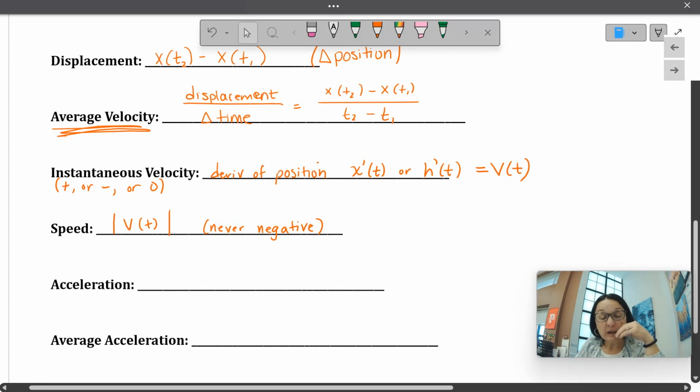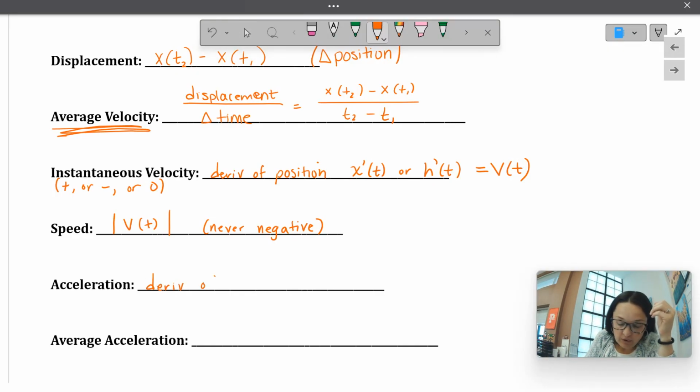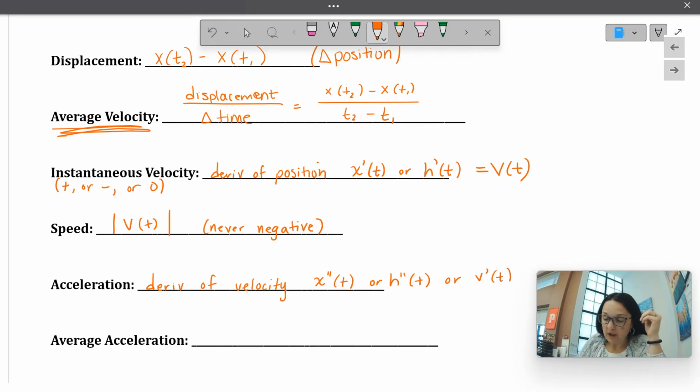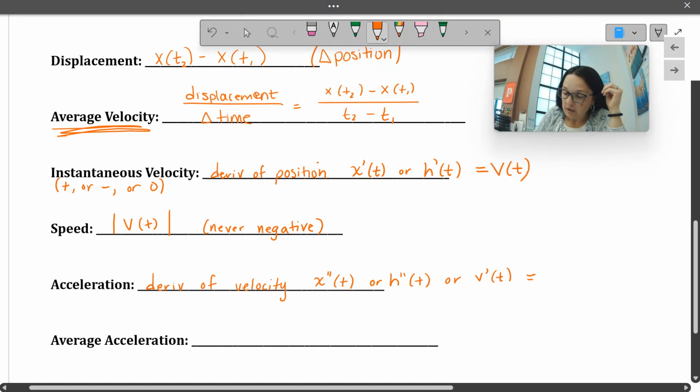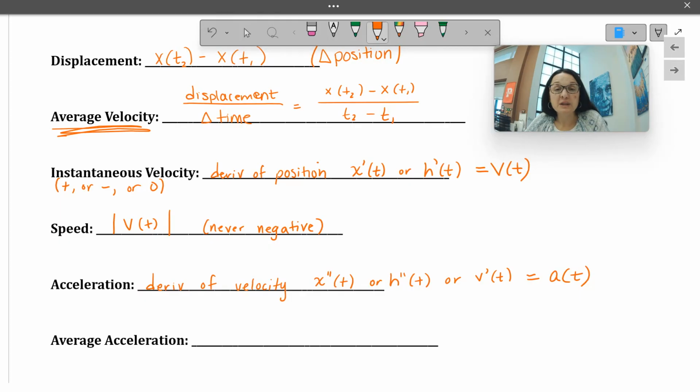And acceleration is the rate of change of your velocity. So acceleration is the derivative of velocity. So that is going to be the second derivative of position, which is the first derivative of velocity, which we usually just simplify down to a of t. Now, if you're thinking, can I just write a of t? Not until you link it to x double prime or v prime. You have to link it back to what you started with. Once you link it and you say, oh, I'm going to call x double prime a of t, then you can just start using a however much you want.